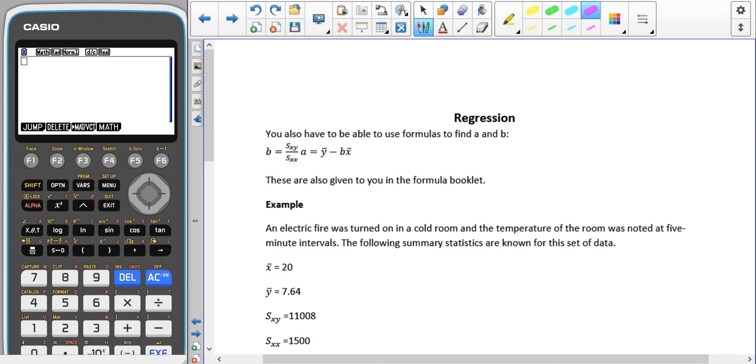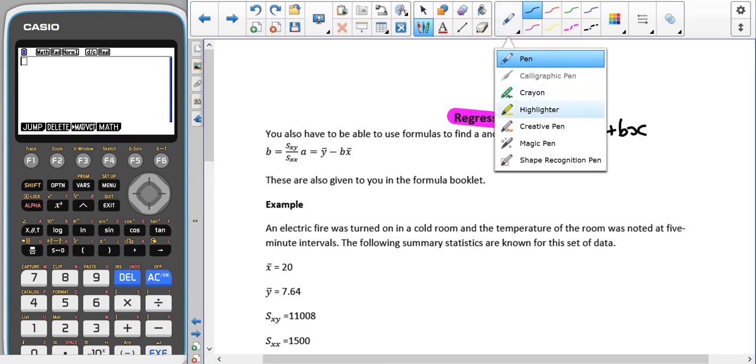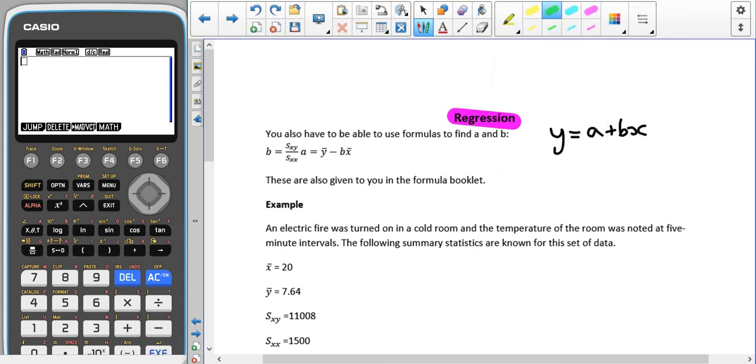So the least squares regression line is written in the form of y equals a plus bx, as we have talked about previously. However, we are having to now find the values for a and b using summary statistics. So a is found by using y bar minus b x bar. So we are going to have to calculate b first. And b is found by doing the sum of xy divided by the sum of xx.